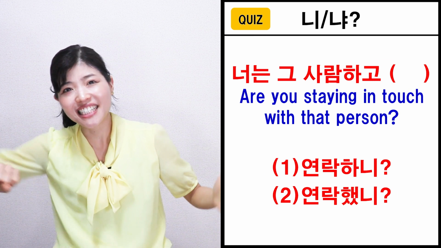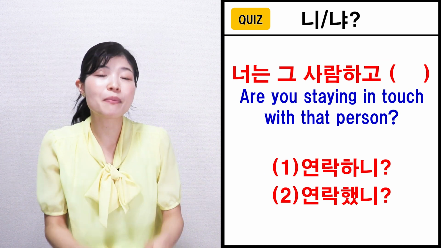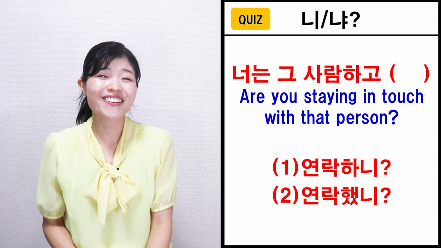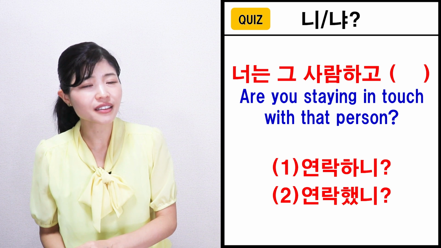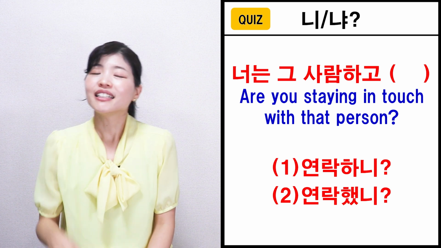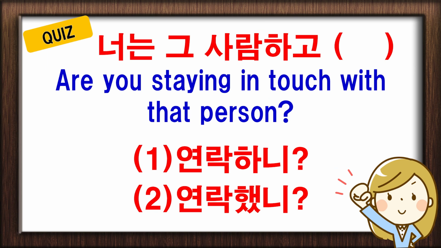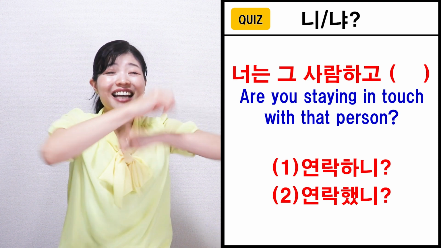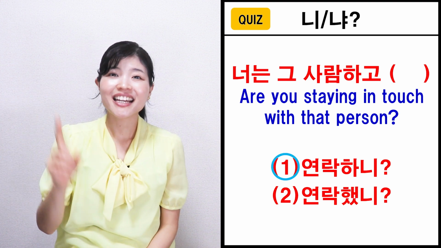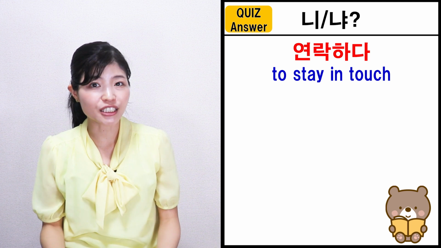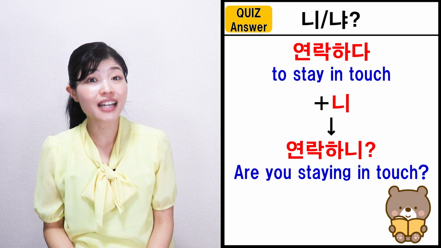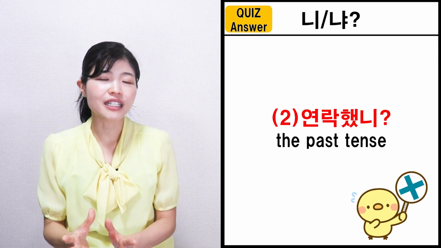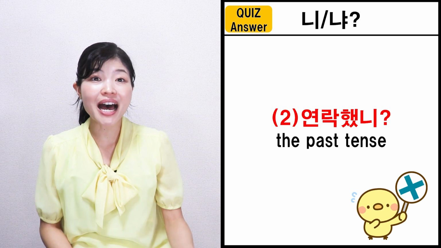Quiz! Now let's deepen our understanding of 니, 냐 by taking some quizzes. Which one is the correct answer? 너는 그 사람하고 Are you staying in touch with that person? Number 1, 연락하니? Number 2, 연락했니? The correct answer is number 1. 연락하다 means to stay in touch. You attach 니 to the word stem to make 연락하니, are you staying in touch? Number 2 is wrong because 연락했니 is in the past tense.